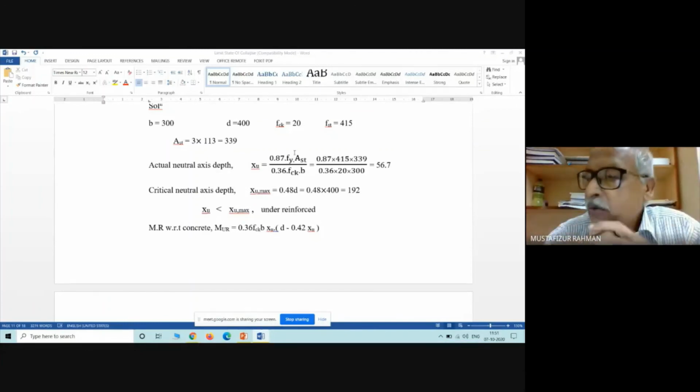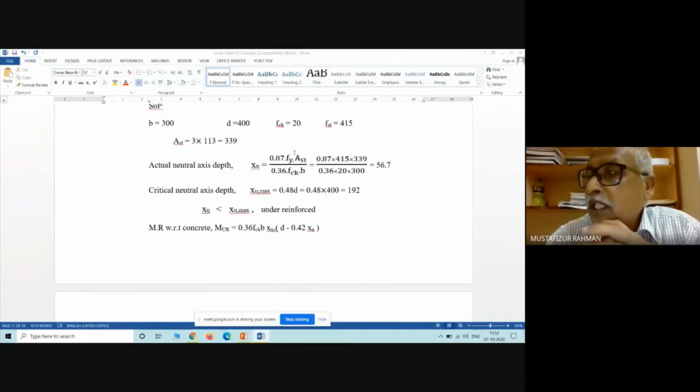Now here our unknown is xu. So xu is equal to 0.87 fy Ast divided by 0.36 fck b. So from this we got actual neutral axis depth as 56.7. Now here you see I am not writing any dimension.